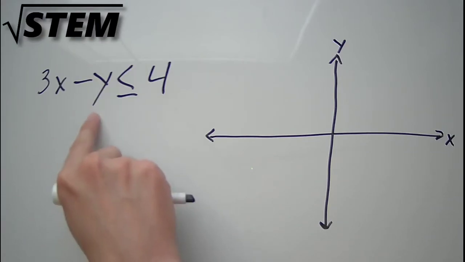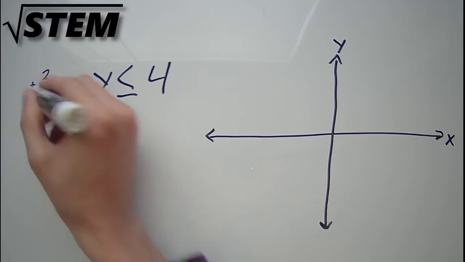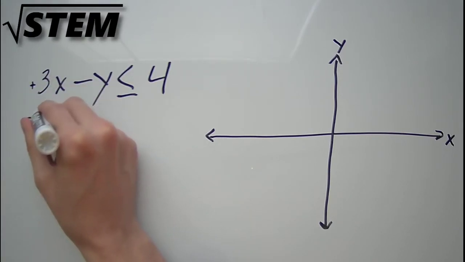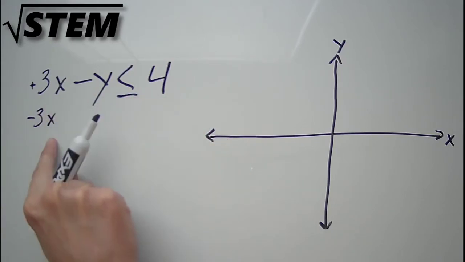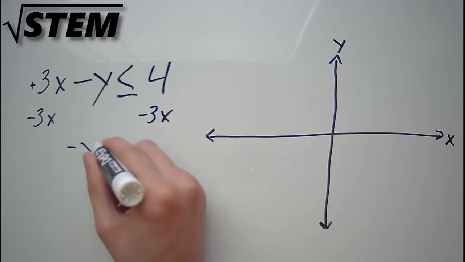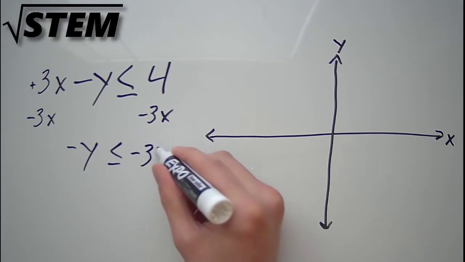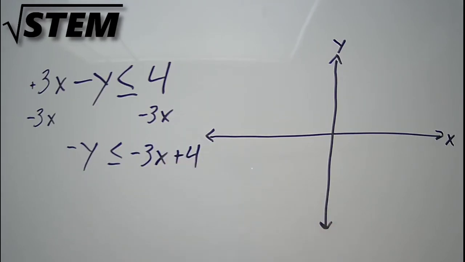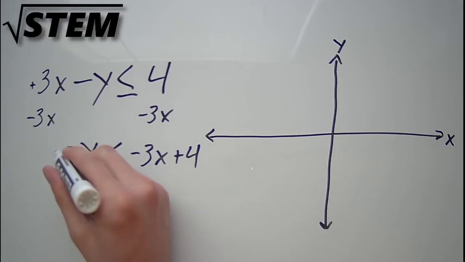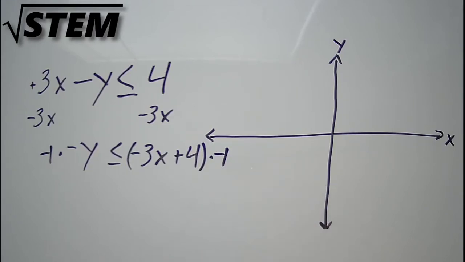So first, we want to get rid of this 3x that's next to the y. This is a plus 3x, so to get rid of it, we'll subtract 3x. And if we do it to one side, we have to do it to the other side. So then we get minus y is less than or equal to minus 3x and a positive 4. Now, we need to make this y positive, so why don't we multiply both sides of the equation by negative 1.